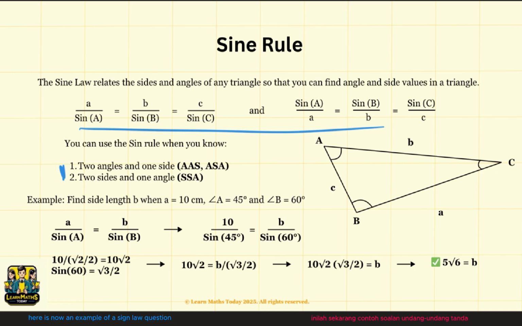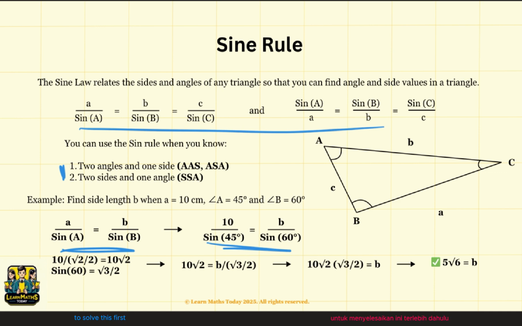Here is now an example of a sine law question that'll help you get used to the rule since it does look a little bit bizarre. Okay, what we're being asked is to find the side length B when we have the value of side length A, the value of angle A, and then the value of angle B. All this really requires is plugging these numbers into the equation here, which would give you 10 over sine 45 is equivalent to B over sine 60.